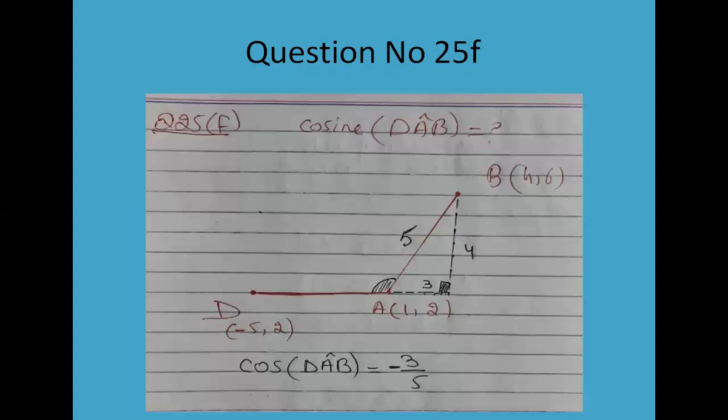Okay, so the last part is, they say find the value of cosine DAB. So this is the situation there. They want you to find the cosine of the angle DAB, this obtuse angle. The calculator is not allowed. So I just draw this line here myself. This height here is 4, and this is the base.